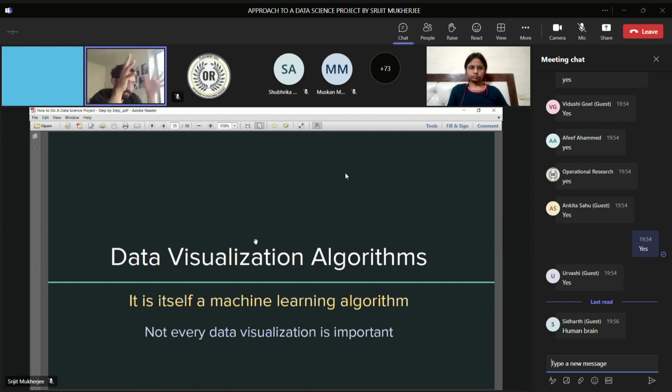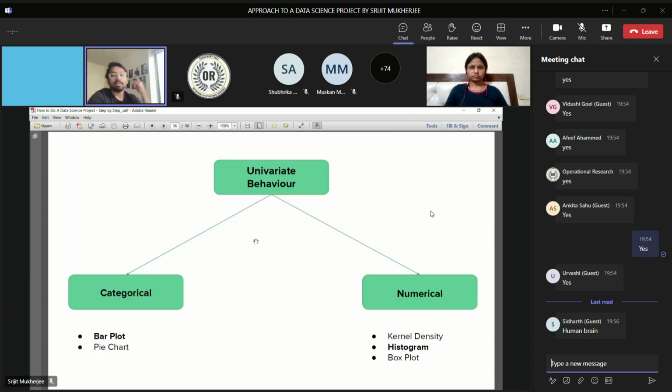So that's the basic idea: the human brain is the most complex structure, and that's how you are going to use it right now. Data visualization is a very important aspect. You're using a machine learning algorithm, that's my point, but the machine here is the brain, and the instrument or model here is the eye. Now what I will tell you in the next part is how to do data visualization.